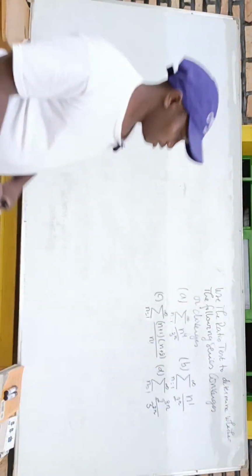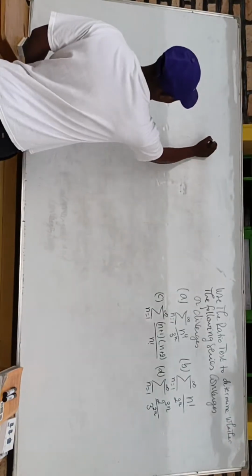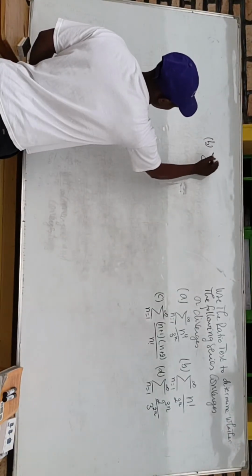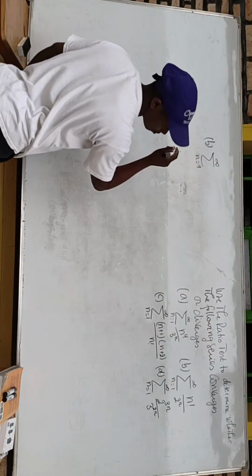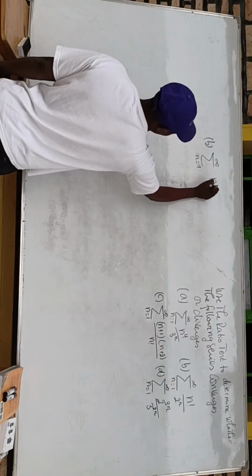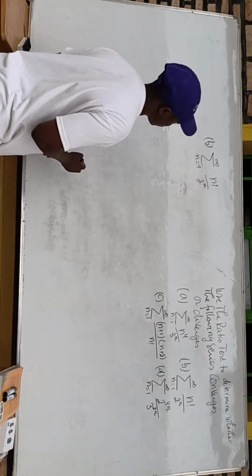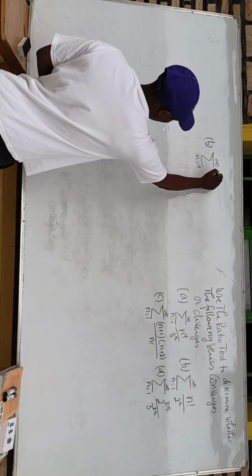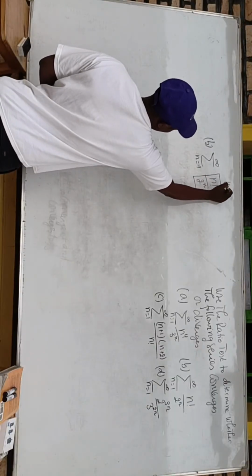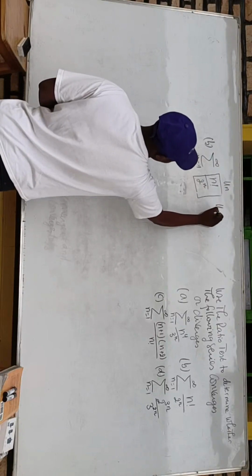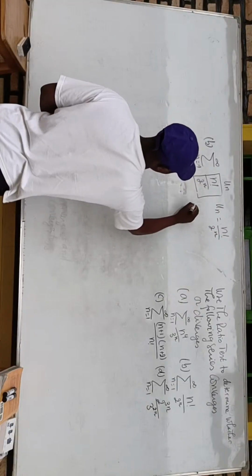Our next question is this, that is B. Our B is the sum as n starts from 1 of the factorial of n over 2 to the power of n. As we started, this is the general term u_n. Here u_n is equal to the factorial of n over 2 to the power of n.